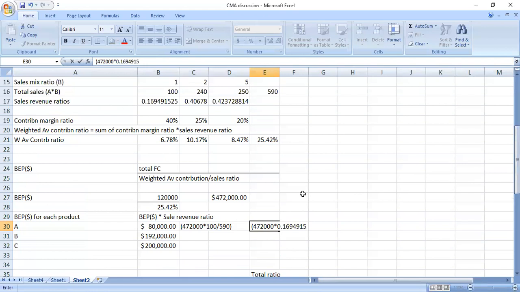Yes. So for the 472,000, A contributes 80,000. Then B contributes 192,000. Then C contributes 200,000. Have you understood it? Yes, I have. Thank you so much. You're welcome.